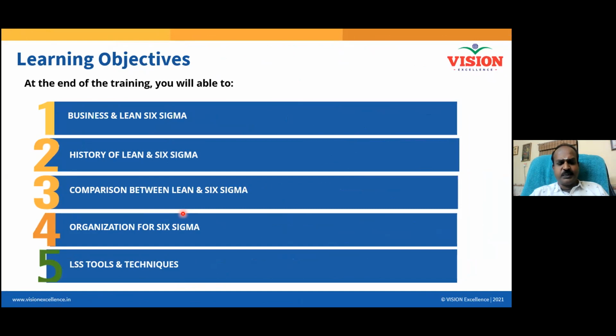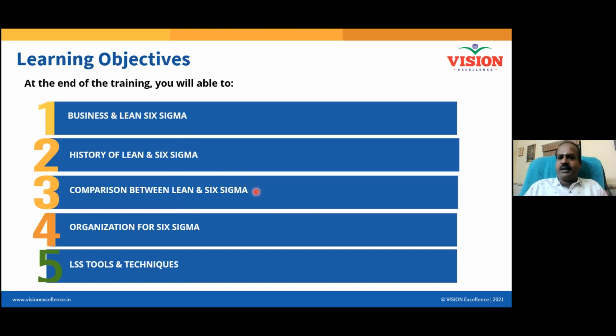So what is the relevance between business and Lean Six Sigma? Why are we studying? How is it going to make sense in your professional career, and how is it going to make sense for the organization you belong to? That's the first point. And then we'll also understand the background about Lean and Six Sigma, the history, right? Where it all started, that we will understand.